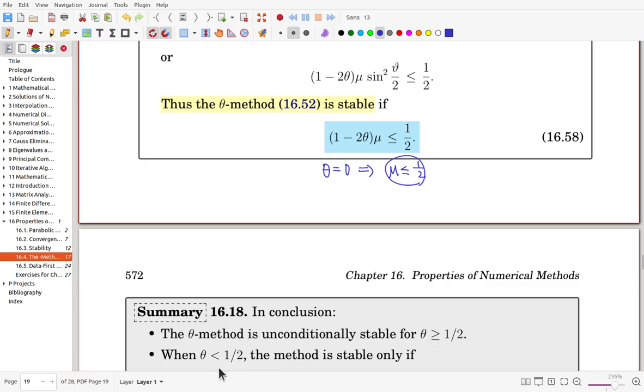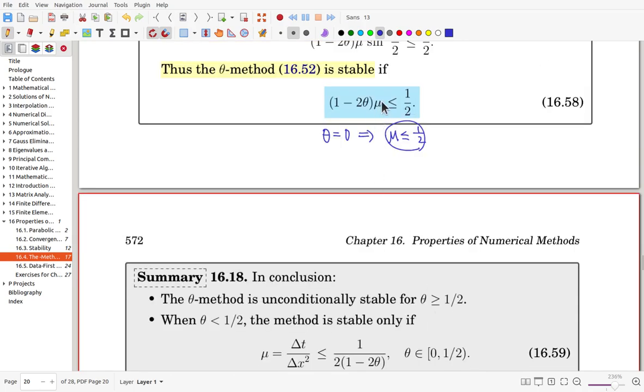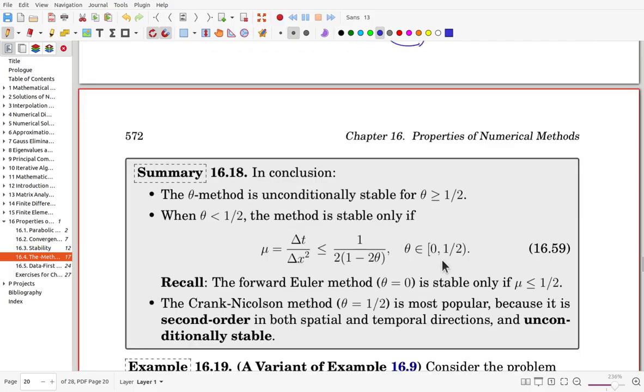When theta is less than half, the method is conditionally stable. We rewrite this term and divide by 1 minus 2 theta, and we reach that inequality. So when theta is 0, as in the forward-Euler method, mu is required to be bounded by 1/2 for its stability.